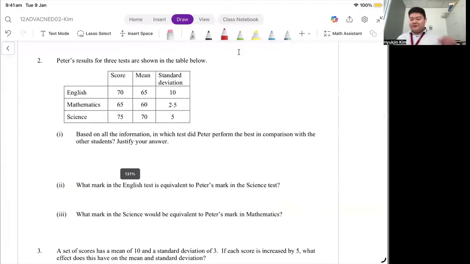Let's see. Question 2. Peter's results for 3 tests are shown in the table below. Now, this is a very challenging question because this is later year 12 content, but it's kind of like easing you into it.